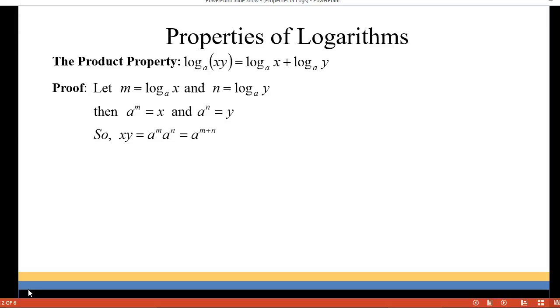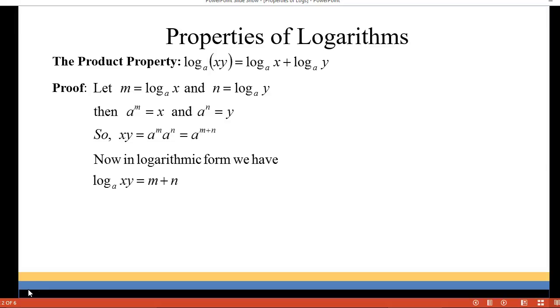We're going to let m equal log base a of x and n equal log base a of y. Then we're going to rewrite each one of those exponentially. So a to the m equals x is equivalent to m equals log base a of x. And for the second one, we have a to the n equals y. If I want to multiply x times y, I would get a to the m times a to the n. And simplifying that, I would add those exponents. So I have a to the m plus n.